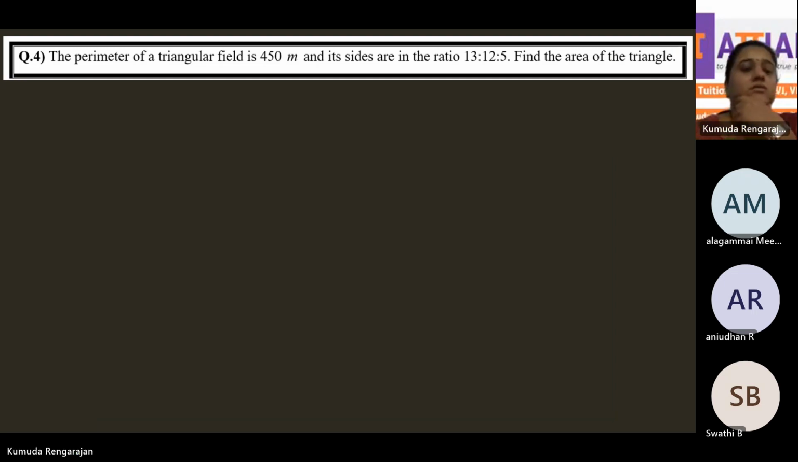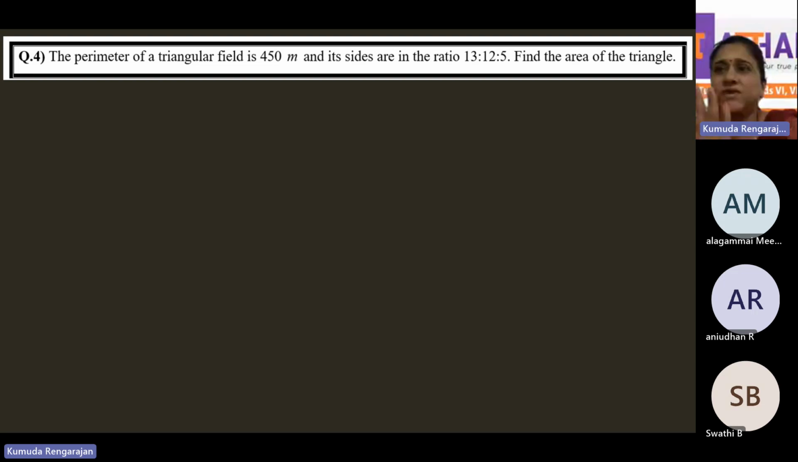Okay. The perimeter of a triangular field is 450 meters. So perimeter is 450, meaning semi-perimeter will be perimeter by 2, 450 by 2, 225 meters. So you know the value of S. Now A, B, C we have to find. The sides are in the ratio 13 is to 12 is to 5. Find the area of the triangle.